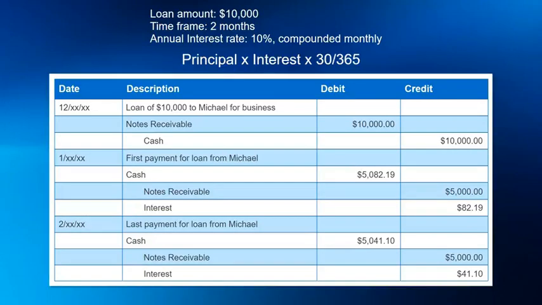Now, you might be asking yourself why the interest amount is different in this journal entry. You're a quick one, aren't you? Well, when the first payment came in, it reduced the amount that was owed. Interest is only charged on money that is still owed, not what has been paid.